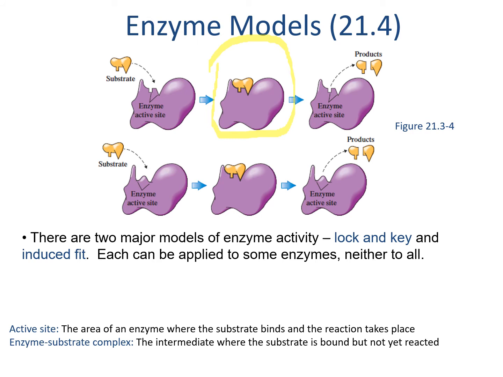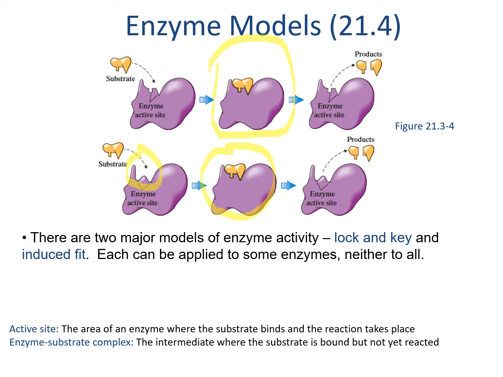We also can talk about a model where the enzyme active site doesn't exactly fit the substrate, but it's pretty close. Once the enzyme and substrate bind together and we have the enzyme substrate complex, the enzyme substrate complex has some amount of strain that helps to catalyze a conversion to products. That's called the induced fit. Some models apply better to some enzymes and others to other enzymes, but in reality the truth is somewhere in between. We have not exactly a perfect fit, but it's very close in most cases.